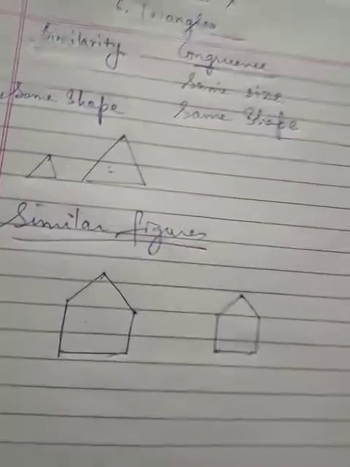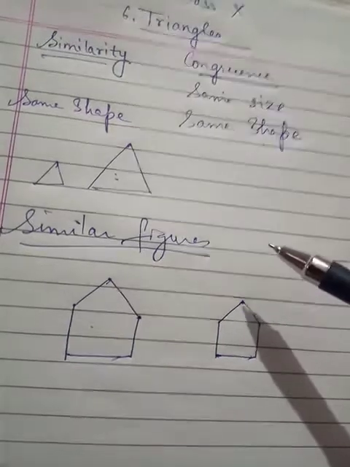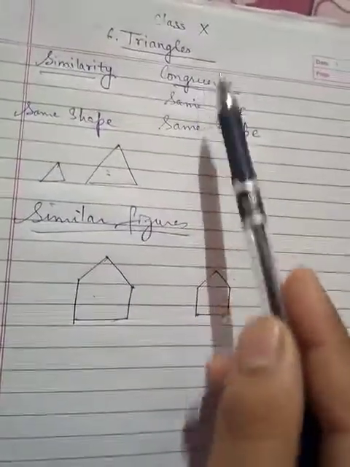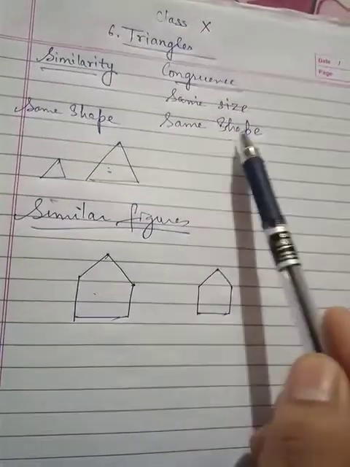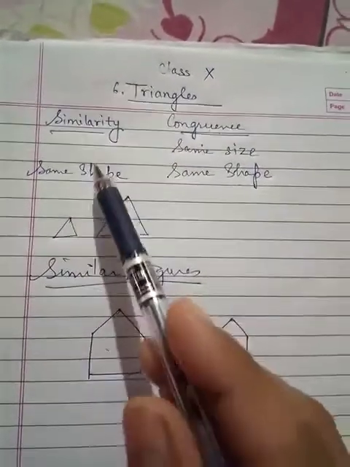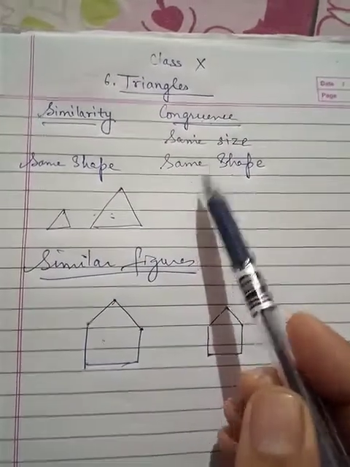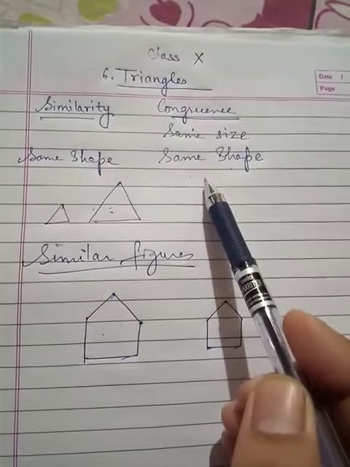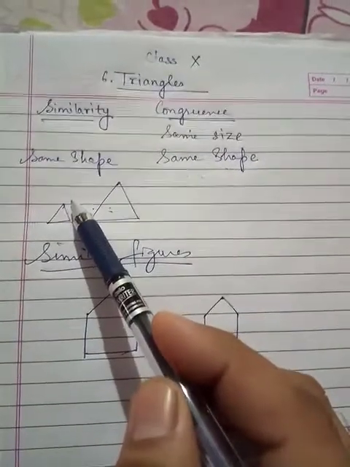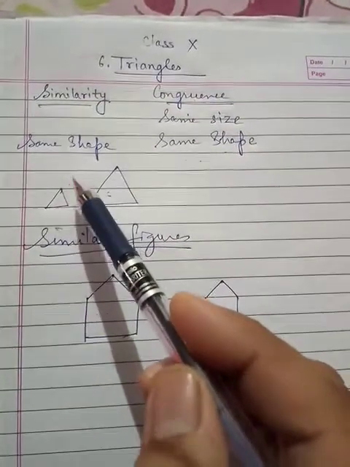So the difference between congruence and similarity here is, in similarity we'll discuss only shape, and in congruence we discuss both size and shape. Now in the relation between these two, objects can be similar, but it's not necessary that they are congruent. But if two objects are congruent, then 100% they are similar. That means if two triangles are congruent, then they are definitely similar.